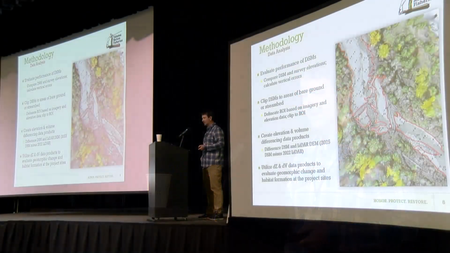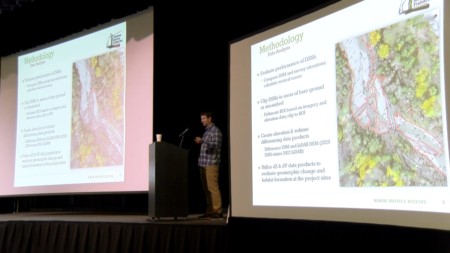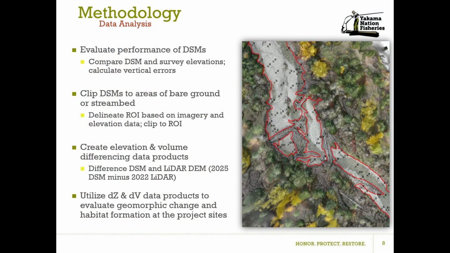For the data analysis, the important thing to note here is that we basically created these regions of interest that we hand delineated. One of the limitations of structure from motion is that if you can't see it, you don't know what's below it. So you end up needing to crop out any surface that is obscured by canopy or wood and that type of stuff. This was probably the most time-consuming component of the analysis, to actually create these polygons that we can then do differencing from the 2020 LiDAR on.